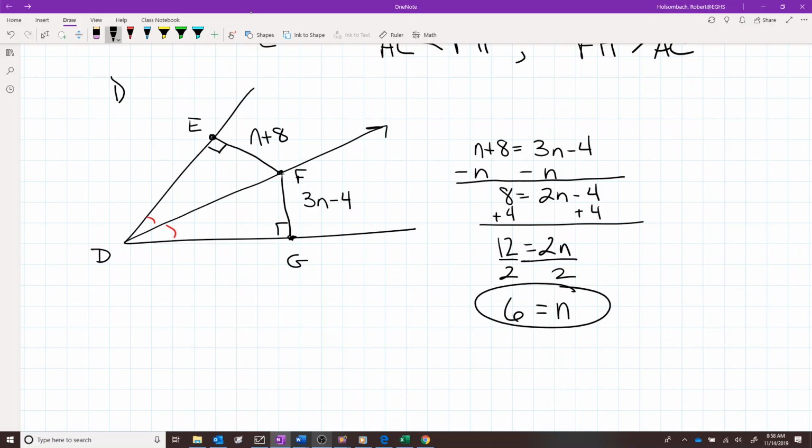The question was, how far is it from F to G? So your FG is going to be equal to 3 times 6 minus 4. And 18 minus 4 is 14.